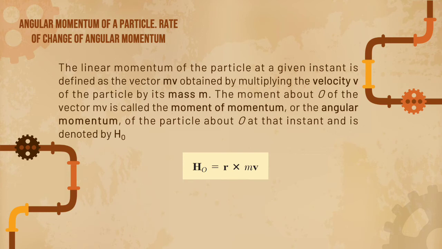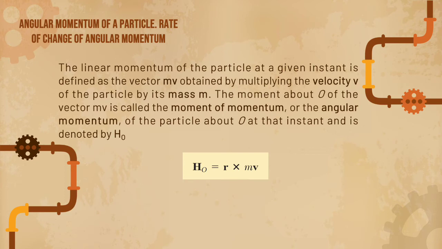Angular momentum of a particle. Rate of change of angular momentum. Consider a particle P of mass m moving with respect to a Newtonian frame of reference O sub xyz. The linear momentum of the particle at a given instant is defined as the vector mv obtained by multiplying the velocity of the particle by its mass.